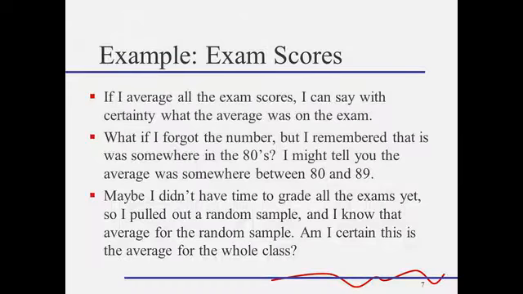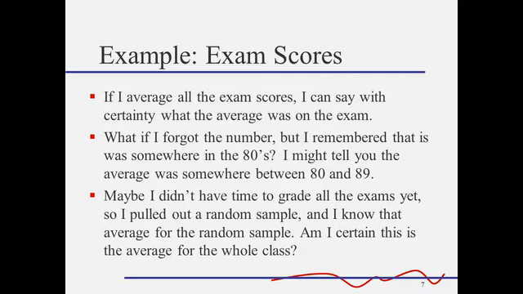Here's a very simple example of what we're going to be talking about in this section. Let's suppose that I grade a bunch of exams for a class, and then I take the average of all the exams, and that means I know with certainty the population mean, the population exam average on the test. What if I forget the number, but I remember it was somewhere in the 80s? So I might say the average is somewhere between 80 and 90. That's an interval, a guess that includes the true population average.